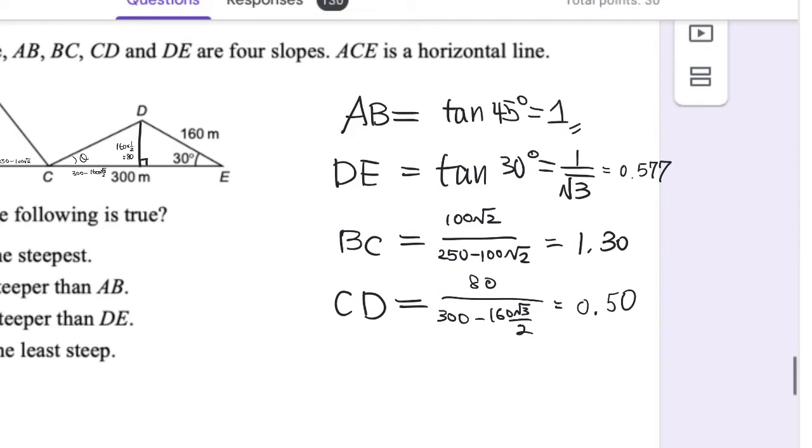So now you can compare them. AB, DE, BC, and CD, which is the correct answer. So AB is the steepest. No, it is not correct. BC is steeper than AB. So you can see this is correct. And then CD is steeper than DE. This is not correct. DE is the least steep. No. So that is why B will be the answer.